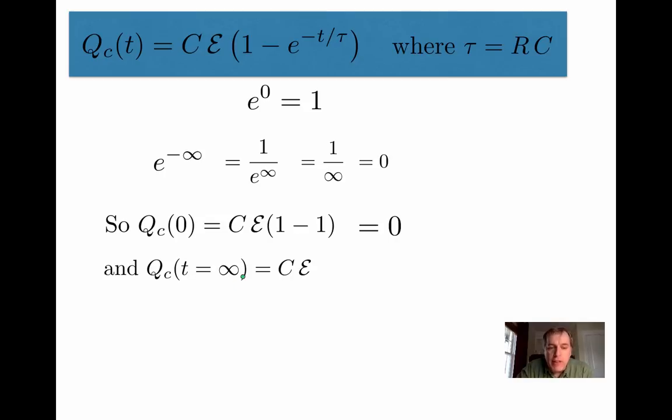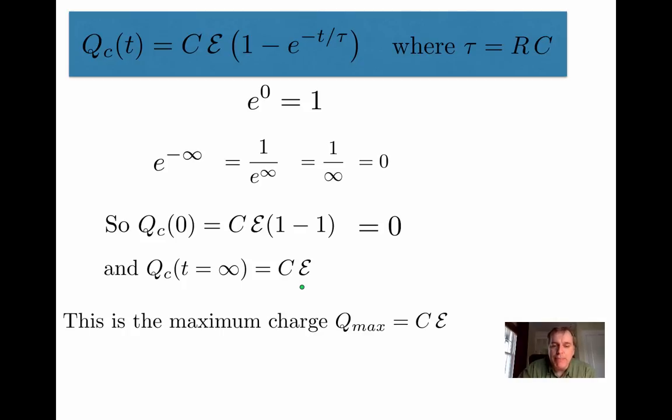So we just look at t equals infinity, and you plug t equals infinity here, you get 1 minus e to the minus infinity. But e to the minus infinity is 0. So you just get CE times 1 minus 0, so you get CE. So this is the charge reached after an infinite time, and this is basically the maximum charge that will accumulate on the positive plate of the capacitor.